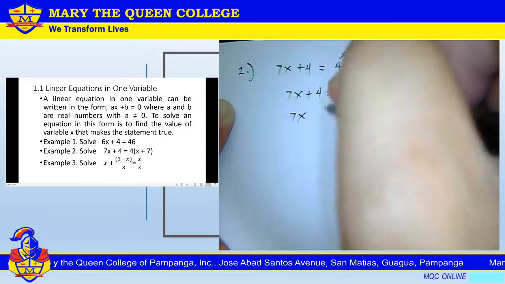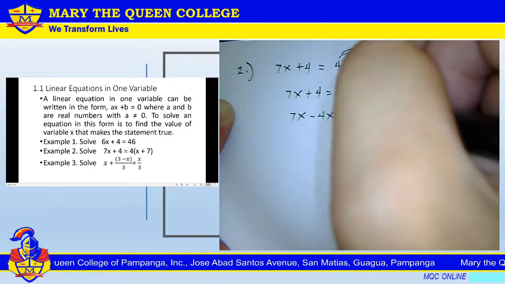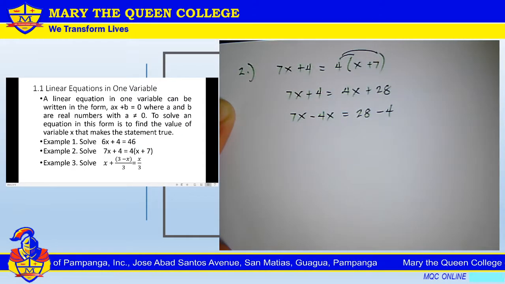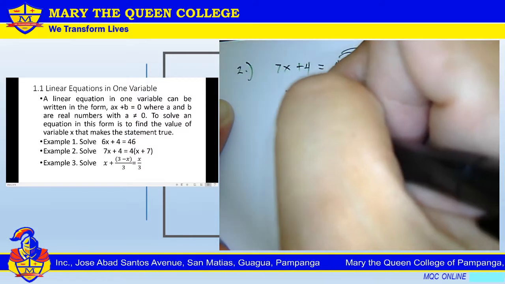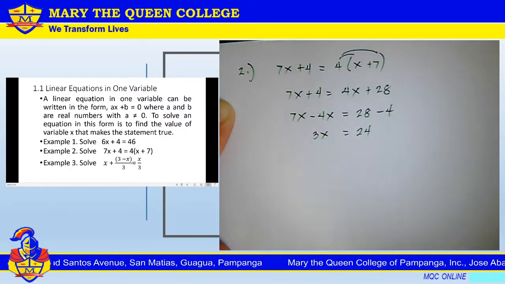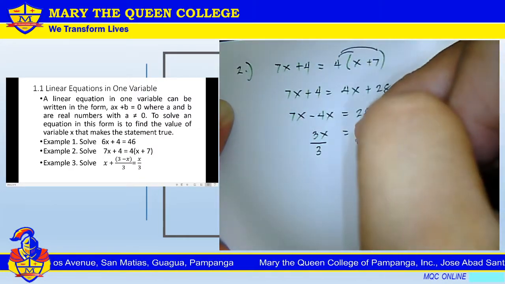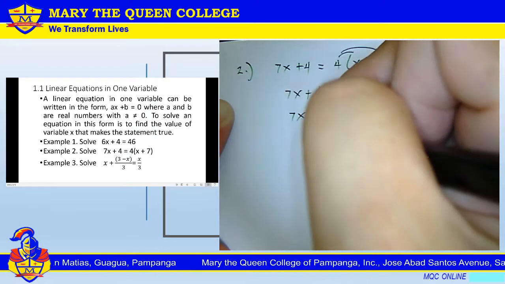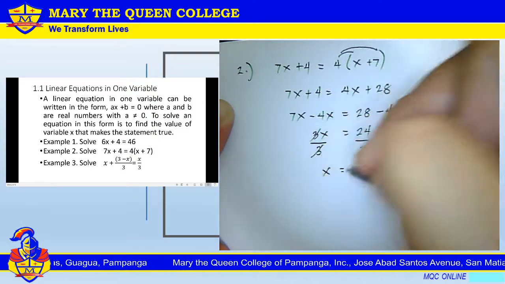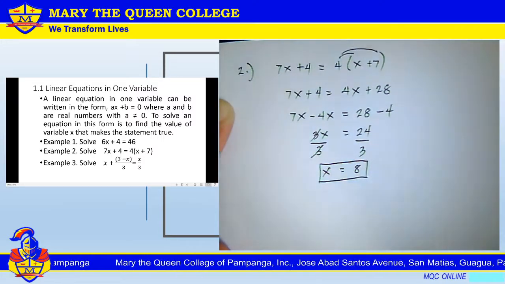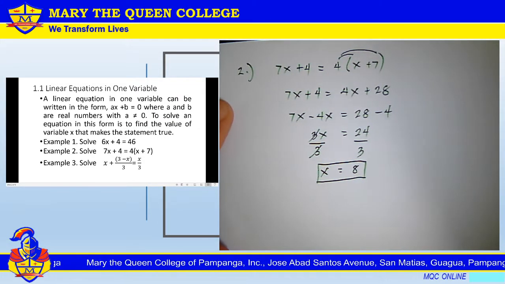So you will get 7x minus 4x, and we will have 28 minus 4. Continuing our solution, 7x minus 4x is 3x equals 24. Then to eliminate 3, we divide both sides by 3, applying the division property of equality. So x equals 24 divided by 3, which is 8. So our solution is 8 for the second example.